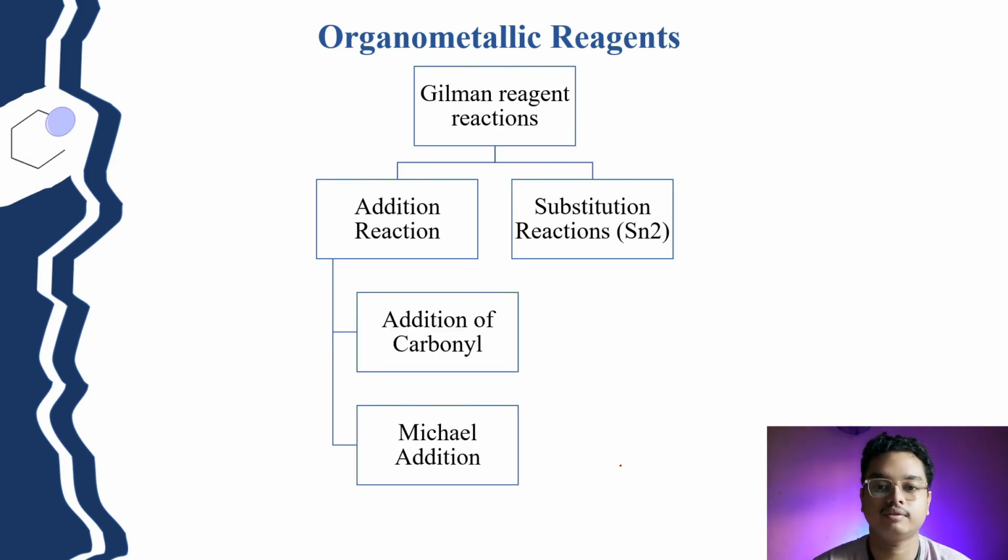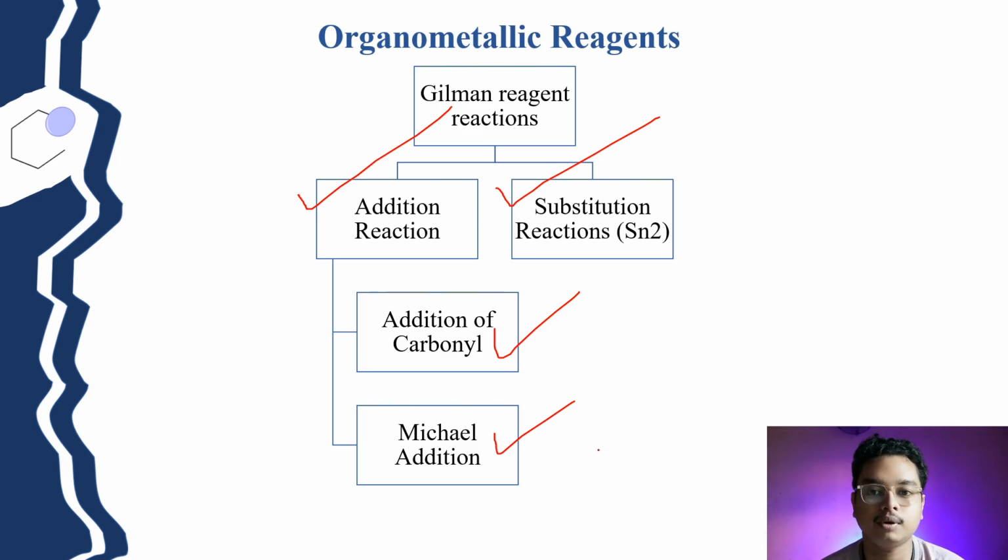Now let us talk about the different Gilman reactions. The Gilman reagent shows two different types of reaction: one is the addition reaction, and one is the substitution reaction. In addition reactions, there are two types: addition to carbonyl, and Michael addition, which is a 1,4 addition. Since the Gilman reagent generates a soft nucleophile, it will show 1,4 addition. It doesn't show 1,2 addition in the presence of alpha beta unsaturated carbonyl compounds. But in the case of normal carbonyl compounds, it will react with 1,2 addition. I will discuss this in the next slide. The Gilman reagent also shows another type of reaction, the substitution reaction, SN2 type.